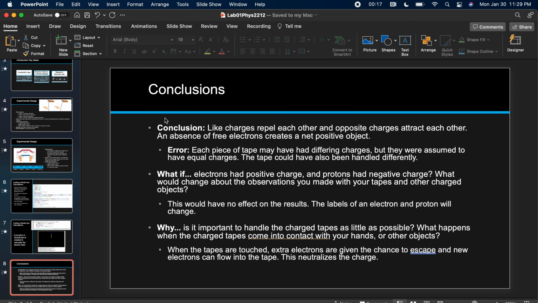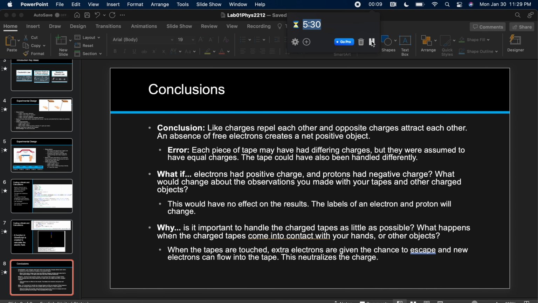And here are the conclusions. Like charges repel each other and opposite charges attract each other. Some possible errors here. Each piece of tape may have had differing charges, but they were assumed to have equal charges. The tape could have also been handled differently. What if electrons had positive charge and protons had negative charge? This would have no effect on the results.